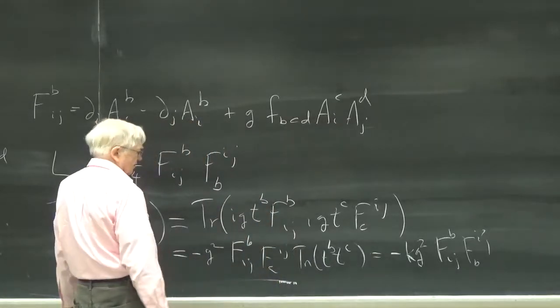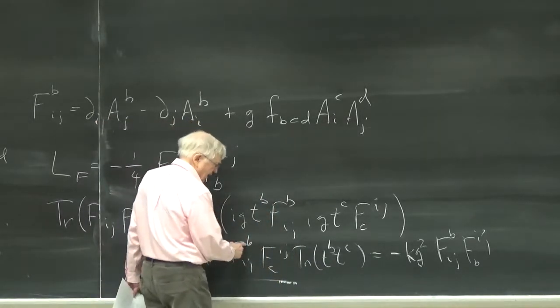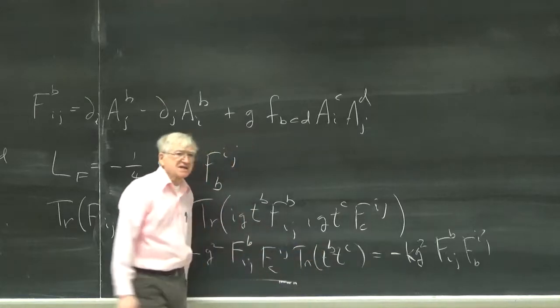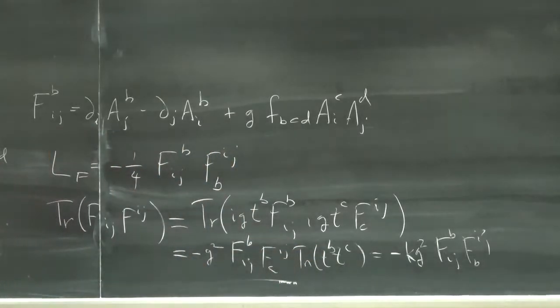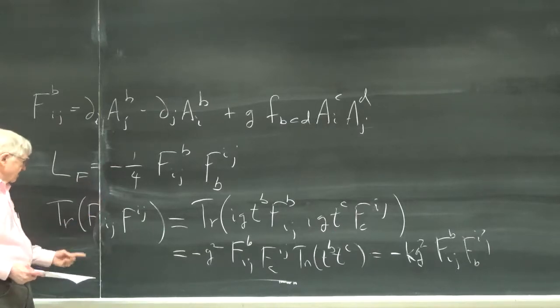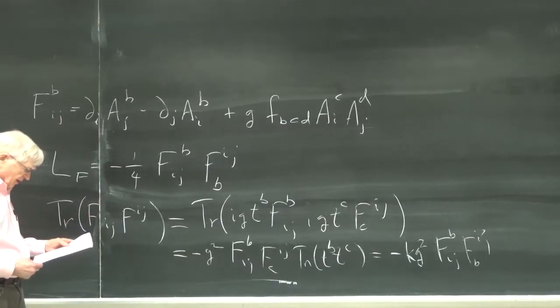Now, since we're dealing with a compact group, you can raise or lower the internal indices, and it doesn't make any difference. So this is the action of what's called a pure gauge theory. This is the action density, and you can write it as a trace this way.